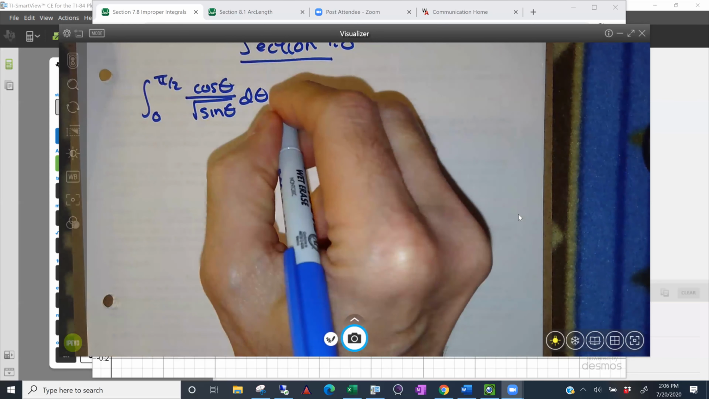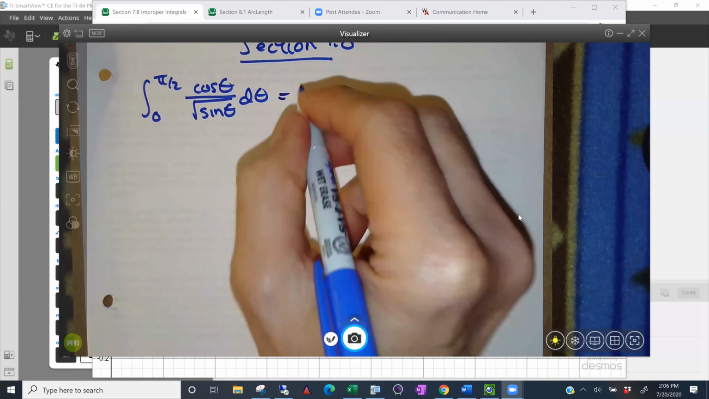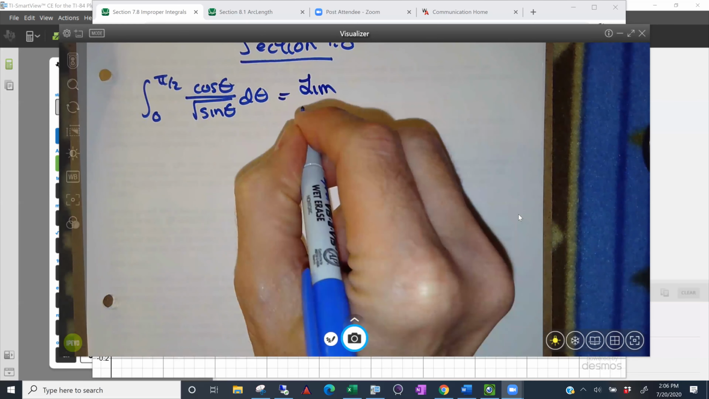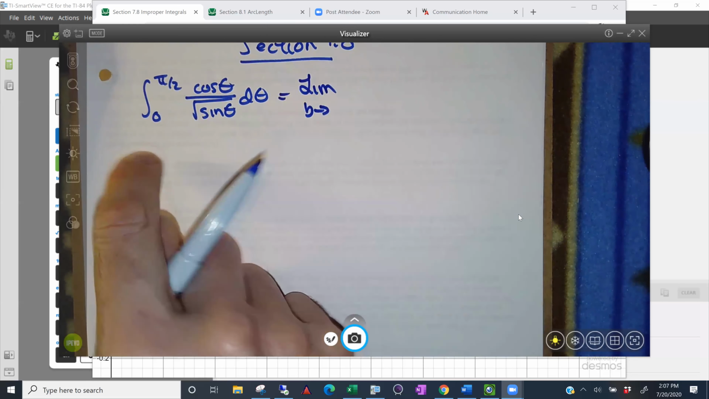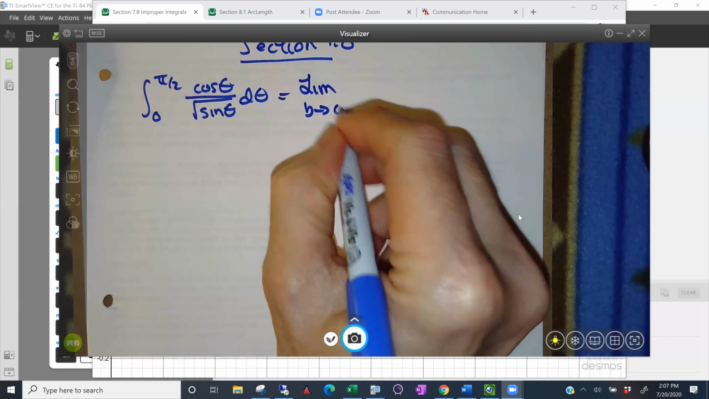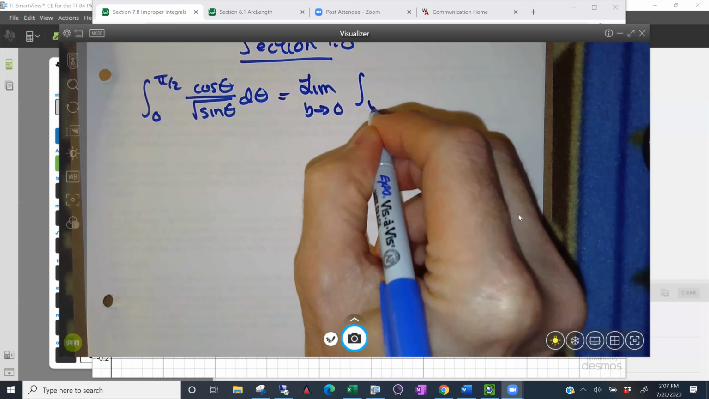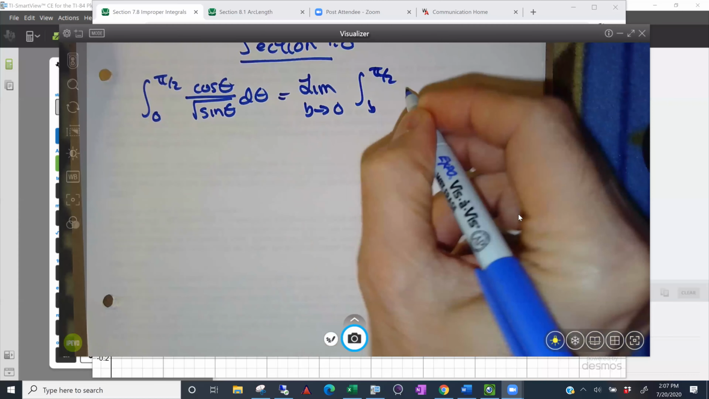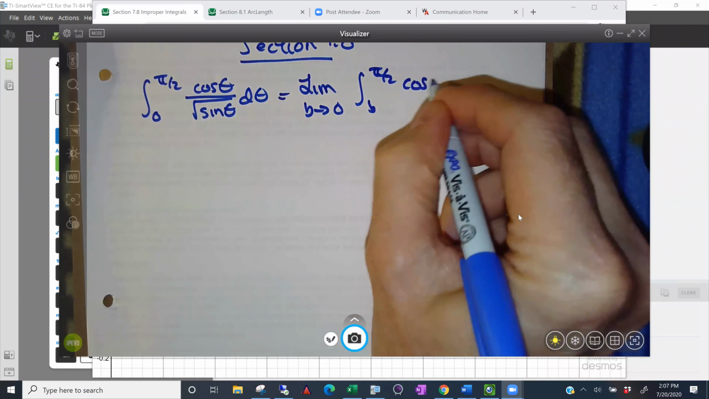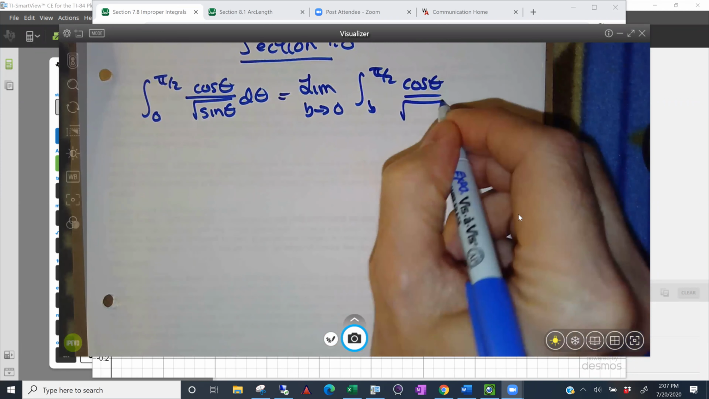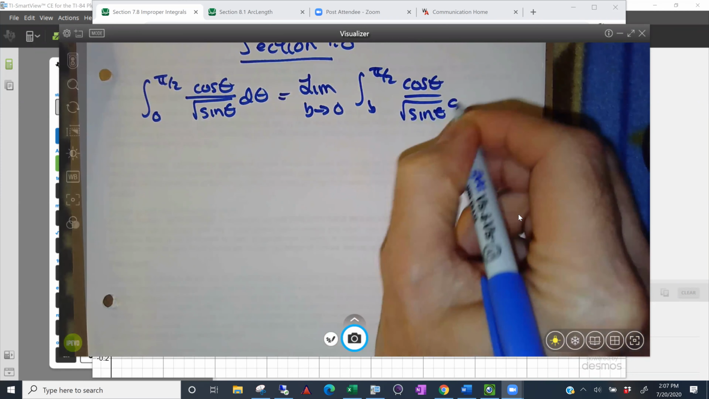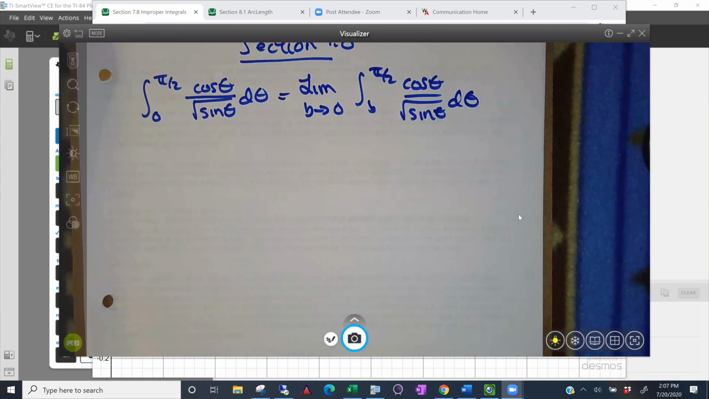So here's what we'll do. We'll rewrite this as the limit as b approaches 0 of the integral from b to pi over 2 of cosine of theta over the square root of sine of theta d theta. Nice.